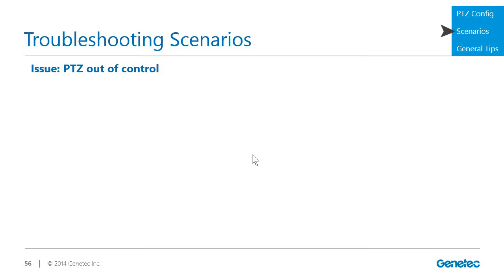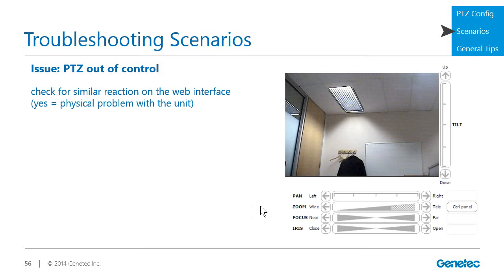Alright, the next scenario I'd like to touch on is where the PTZ is moving out of control or not reacting to the commands as it should be. The first thing is to try to connect to the unit's web interface and see if it's having the same reaction from there or if this is only happening from within Security Center. So if the web interface is showing the same behavior, there may be a physical problem with the unit or a connection issue to the PTZ motor.